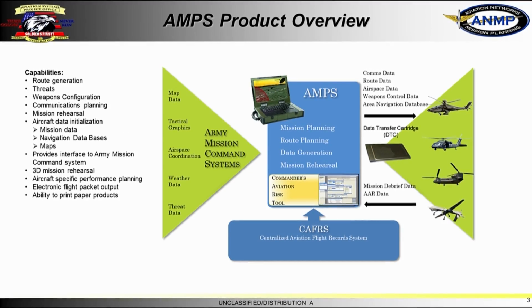AMPS is a planning and battle synchronization tool which automates aviation mission planning tasks for supported aviation platforms. AMPS imports information from the Army Mission Command System and is used to complete route generation, performance planning, communication planning, and terrain analysis. AMPS can also be used for mission rehearsal, data transfer to the aircraft, and to facilitate after-action review. Next slide.